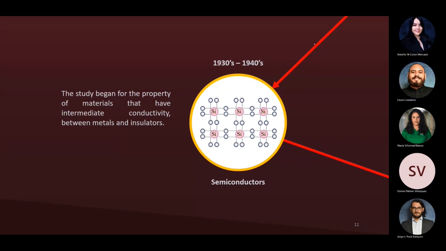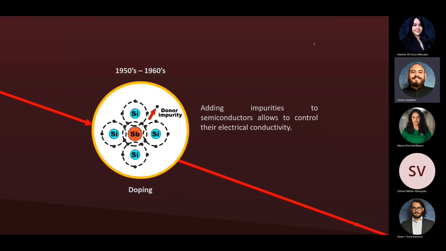Now, in the 1950s to 1960s, scientists discovered that although semiconductors are between a conductor and an insulator in terms of conductivity, you could actually manipulate the electrical conductivity of a semiconductor by adding specific impurities to the material. So by adding an element that was not part of the semiconductor, you can actually make it do something else, or at least modify its conductivity. And this process is called doping.